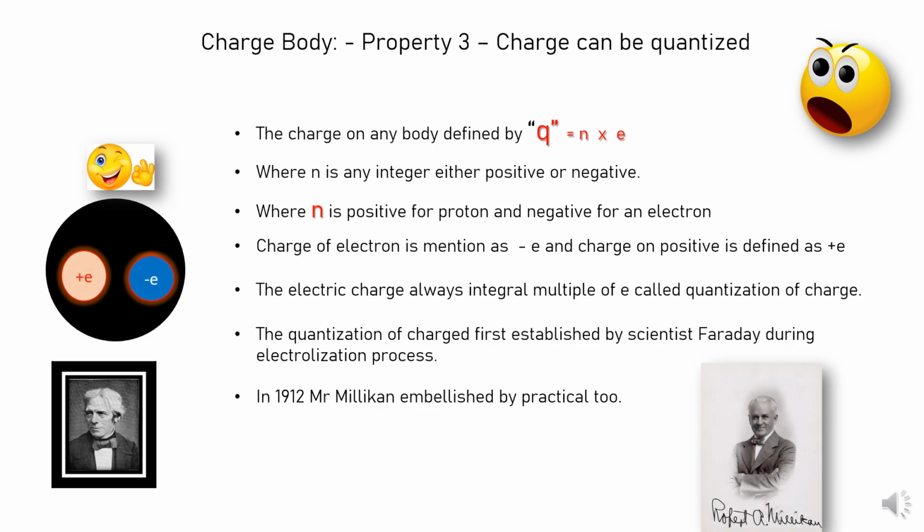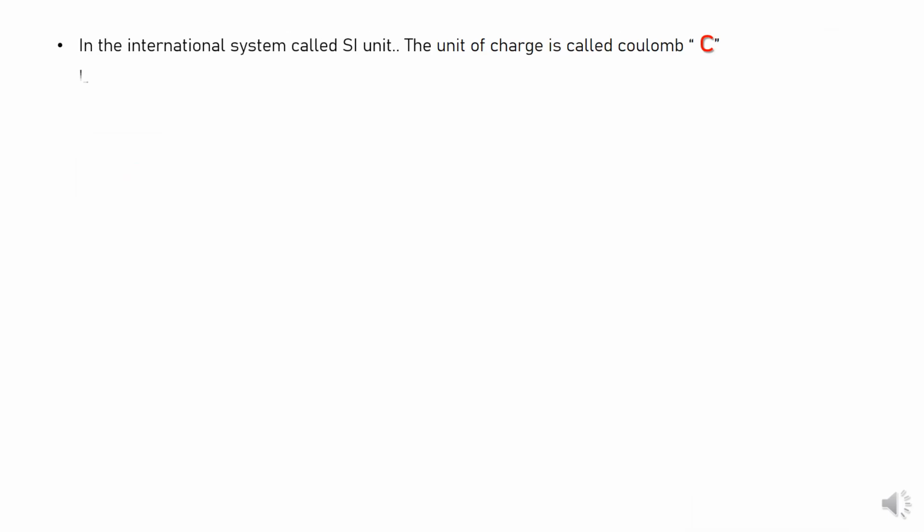The charge of any body is defined by q is n into e. N is any integer number, and it is positive for the protons and negative for the electrons. But in the international system, called the SI unit, the charge is defined as a coulomb, C.